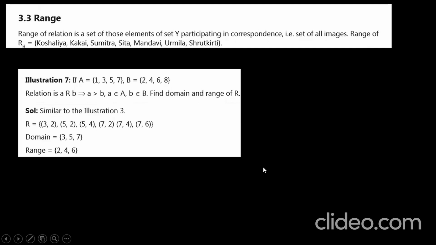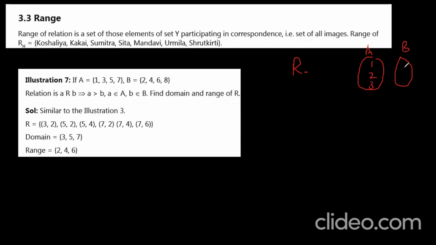Range. The range of a relation is the set of those elements of the set. Let me define domain and range perfectly. I am taking R as a relation, because I took it like this, no? A, B.